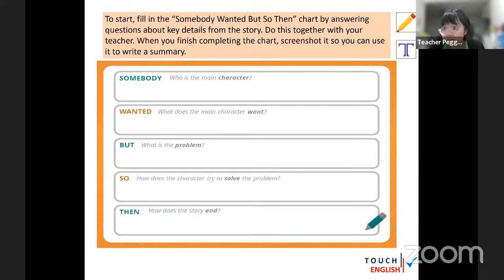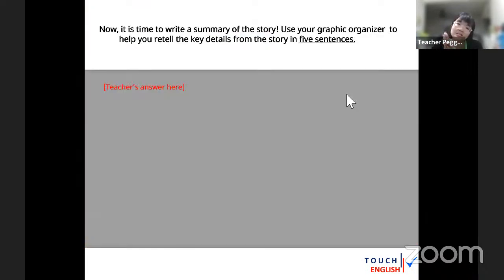Okay, everyone. Can you try? Yiping? Okay, so now you will have 10 minutes to do this. The first 5 minutes you use to make the draft with this formula: somebody wanted, but so then. After you make the draft, then you make it into 5 sentences. Can try to do.